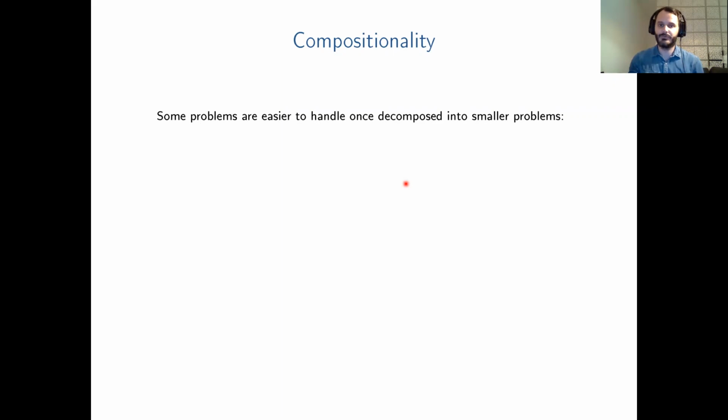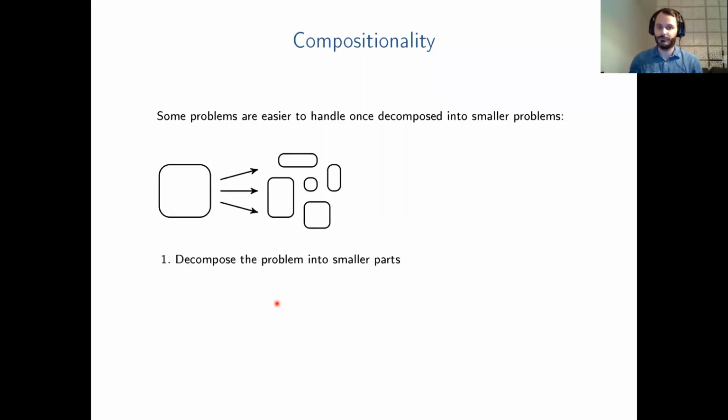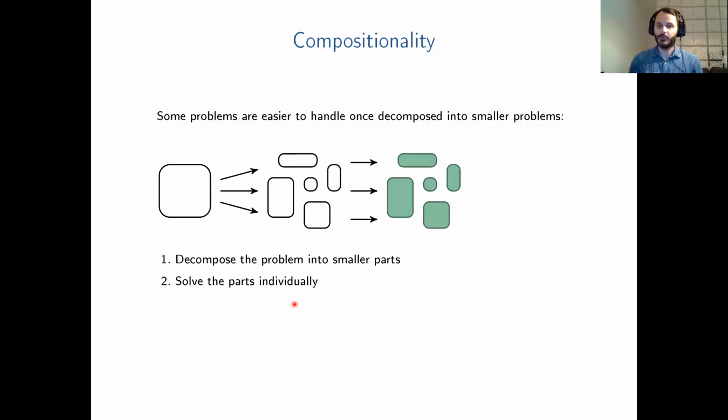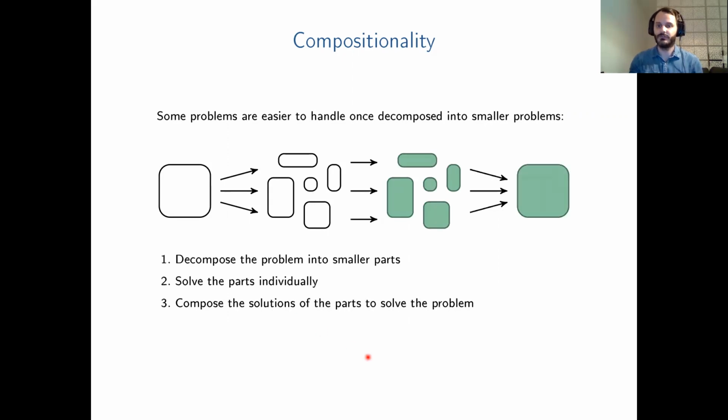Compositionality is a very important notion in computer science that allows us to make some complicated problems easier. The idea is as follows. If we're given a big, complicated task, sometimes instead of trying to solve it as a whole, it's better to first split it up into smaller subtasks, to solve all the pieces individually, and finally compose them back into a solution of our initial problem.